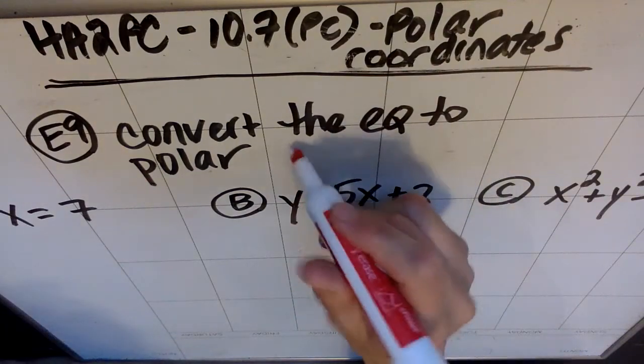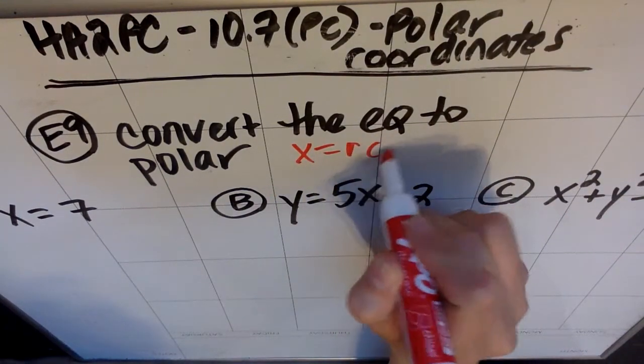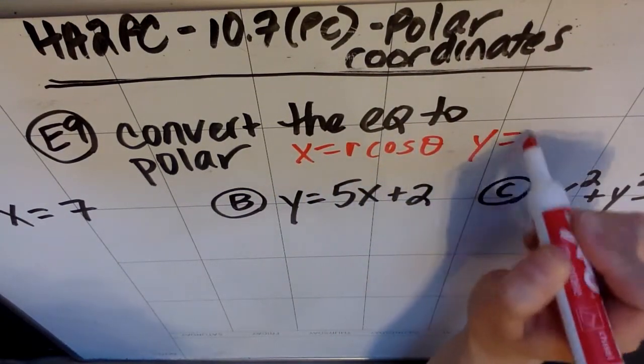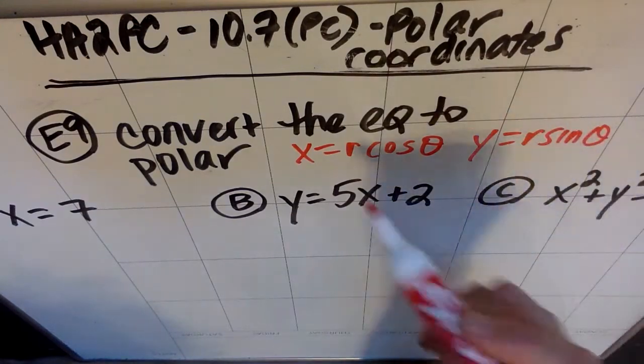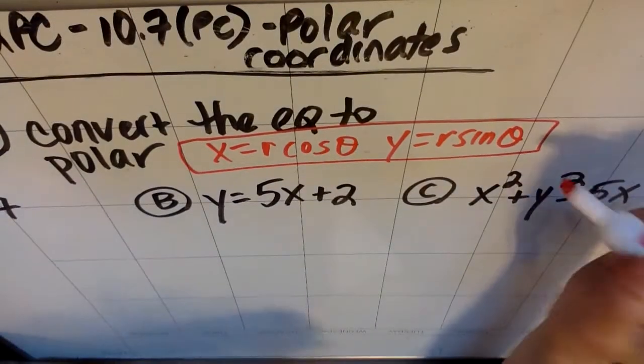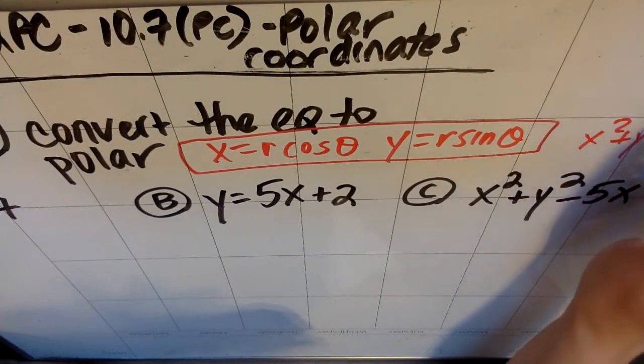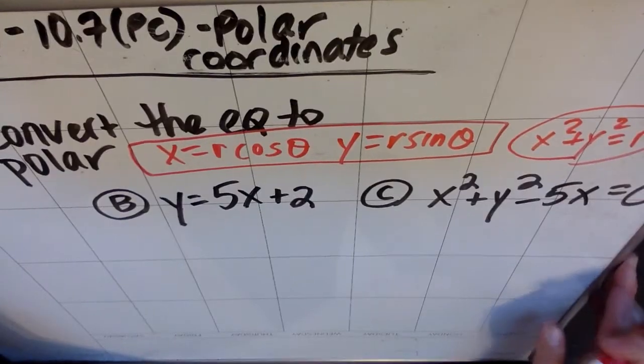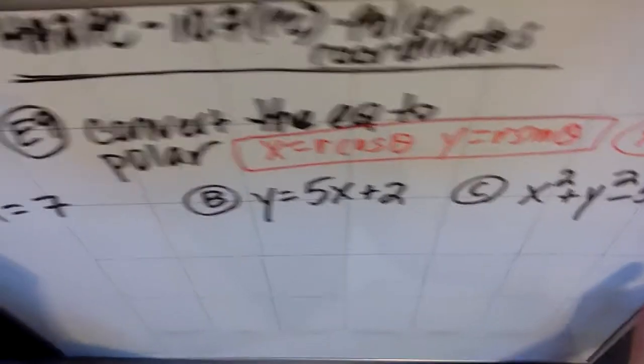When we're converting to polar, x equals r cosine theta, and y equals r sine theta. That's it. You just need those two things, right? Now, if you want to add in one more that's useful, you could add that x squared plus y squared equals r squared. Because sometimes if there's an x squared and a y squared in your equation, that's useful, but other times it's not, and that's fine.